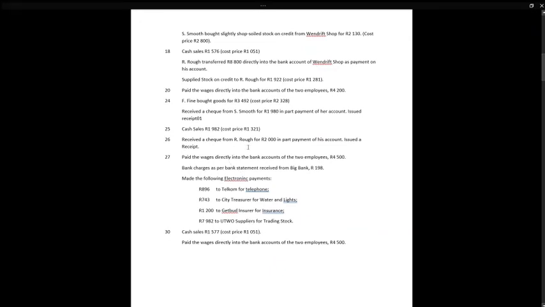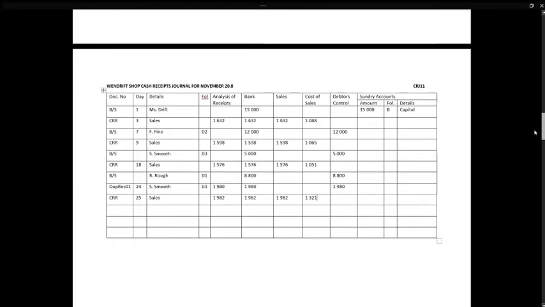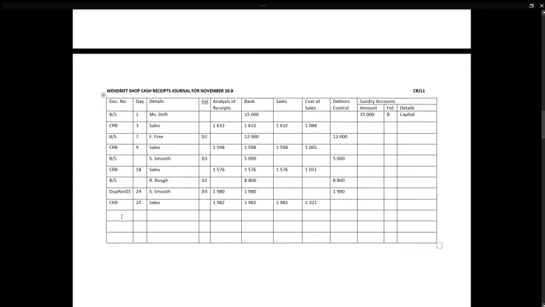Right, so the next transaction took place on the 26th. Received a check from RRF for 2,000 Rand in part payment of his account. Issued a receipt. So we received more money. Receipt number 2 will be issued to duplicate receipt. Remember, the customer will take the original, we will keep the duplicate. This took place on the 26th, and the debtor who we are receiving money from is RRF. RRF's debtor's ID was D1, and the amount that we are receiving from him is 2,000 Rand.